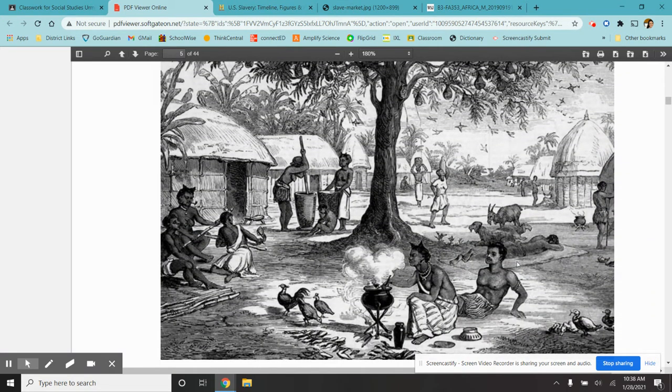So it's just an example of a village. Personally, it reminds me, if we think of the Native American groups that you guys studied, right? There's jobs being done, there's some livestock, people are living in homes.